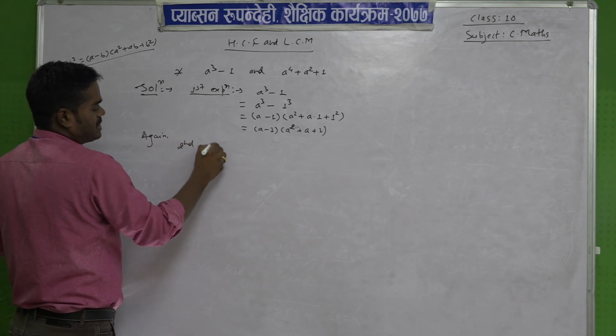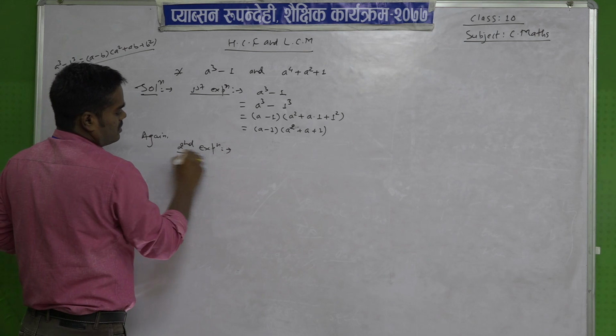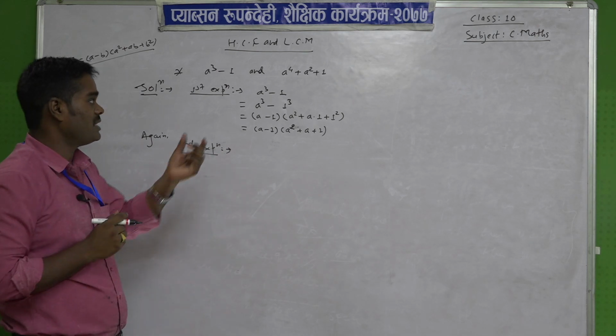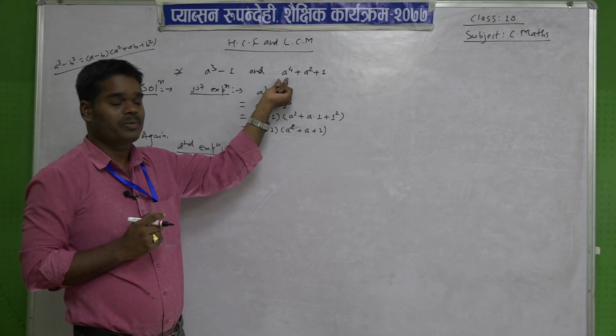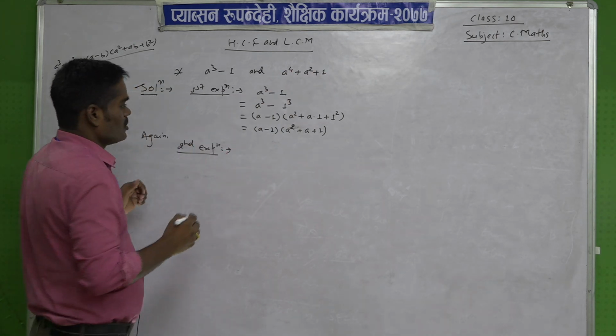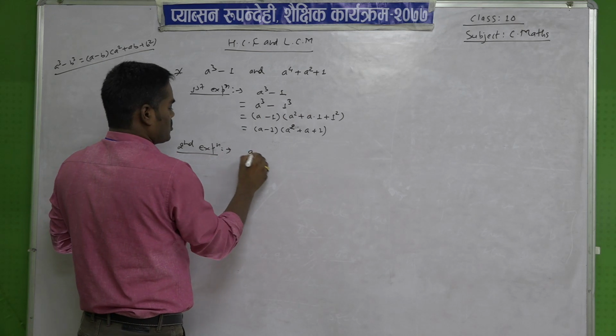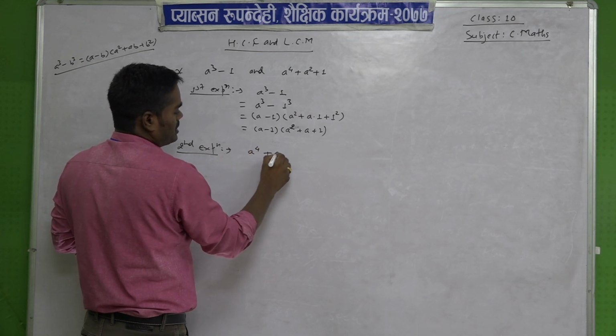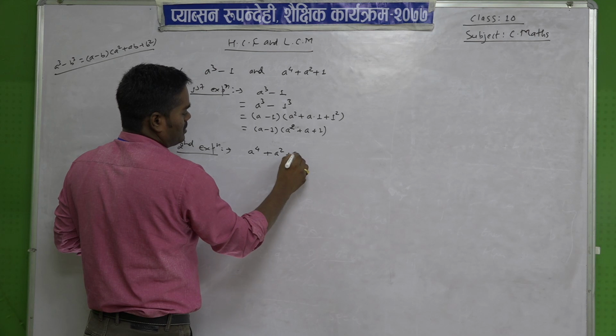And then again your second expression, what is given, my dear students? a power 4 plus a square plus 1. So we have to factorize this also. a power 4 plus a square plus 1.